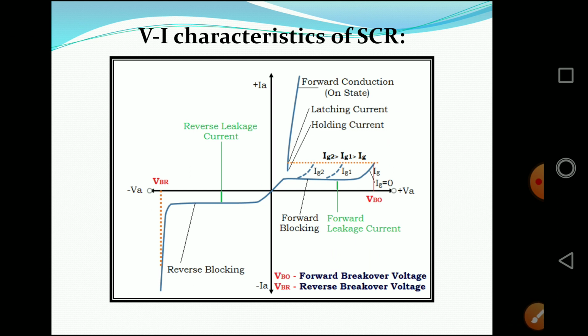So the VI characteristics of the SCR show the forward blocking mode, during which the SCR is in a forward state but in the off condition. Second is forward conduction mode, that is, the SCR is in a forward state and current flows from anode to cathode. And reverse mode is when the SCR is reverse biased by connecting negative voltage to the anode and positive voltage to the cathode. That mode is called reverse blocking mode.